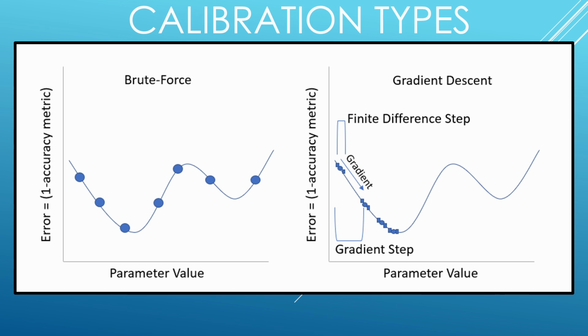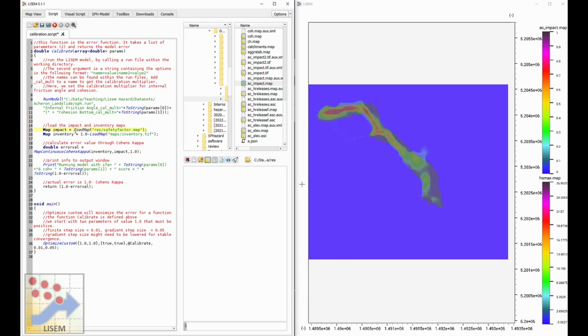These methods can also be combined. Brute force might be combined with gradient descent to give you better starting positions. So that's a bit about the different methods. Both of these can be done very easily within the LISEM scripting interface. In our current example, we use gradient descent because it's a bit faster. So let's go back to the script.